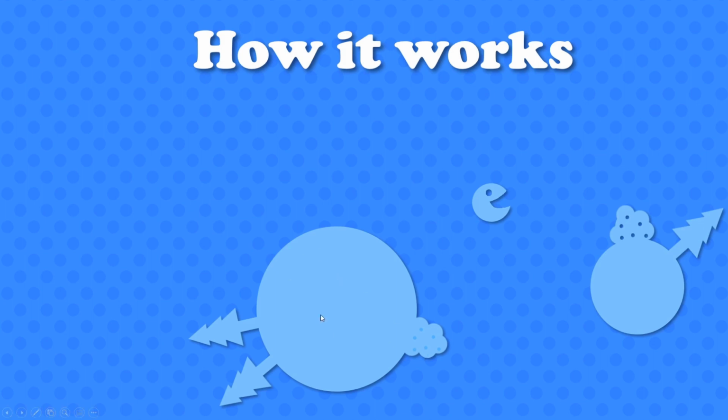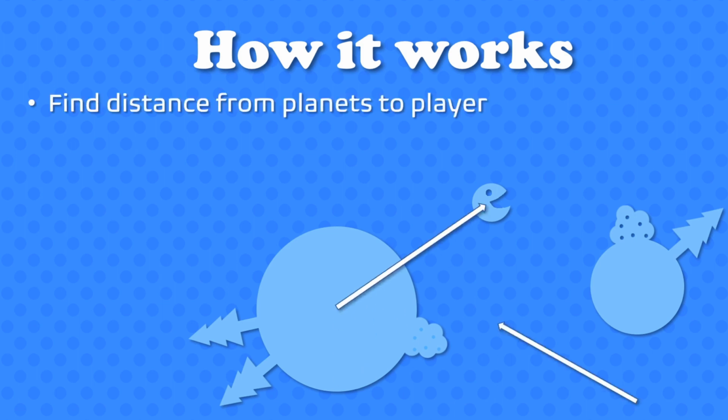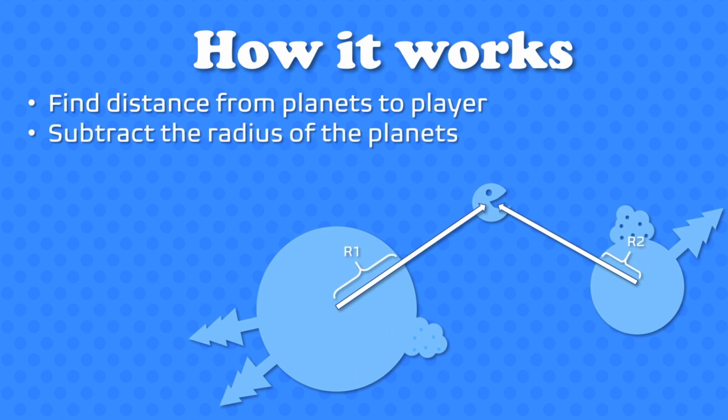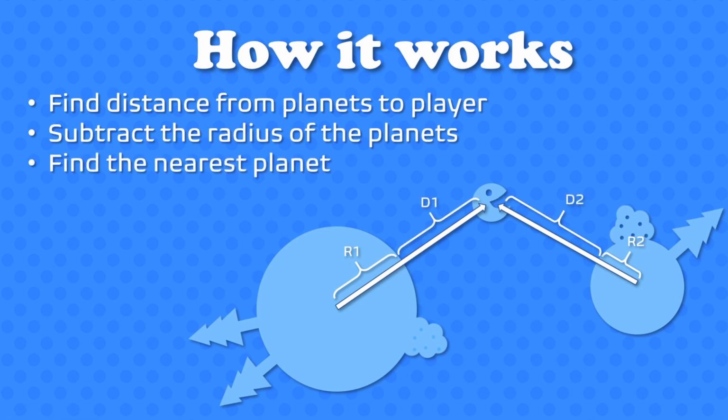The level is stored as a list of planets. At the moment they're all spheres, but that will change soon. Anyway, to figure out which planet is closest, we need to find the distance to each planet. What we're actually interested in is the distance to the surface of the planet, so we need to subtract the planet's radius from the distance. The one with the shortest distance is our planet.